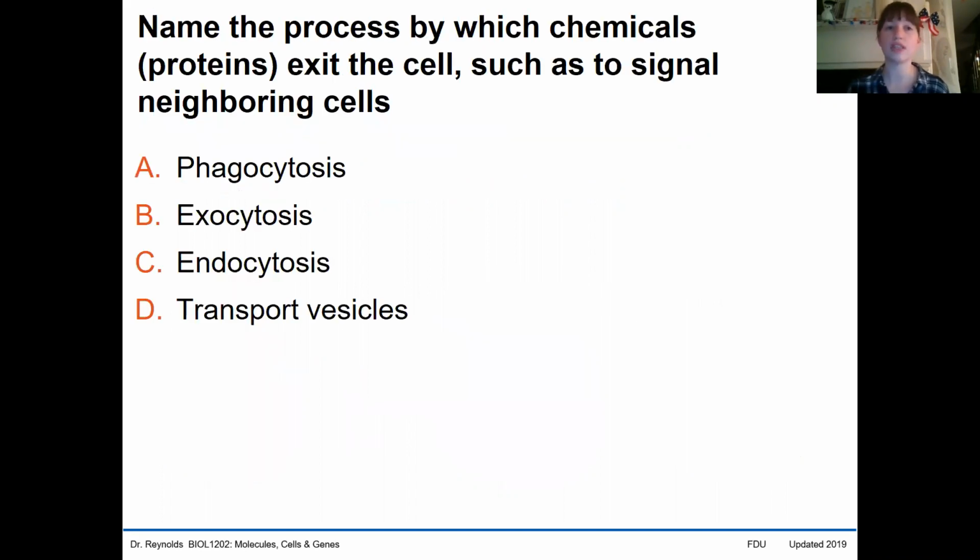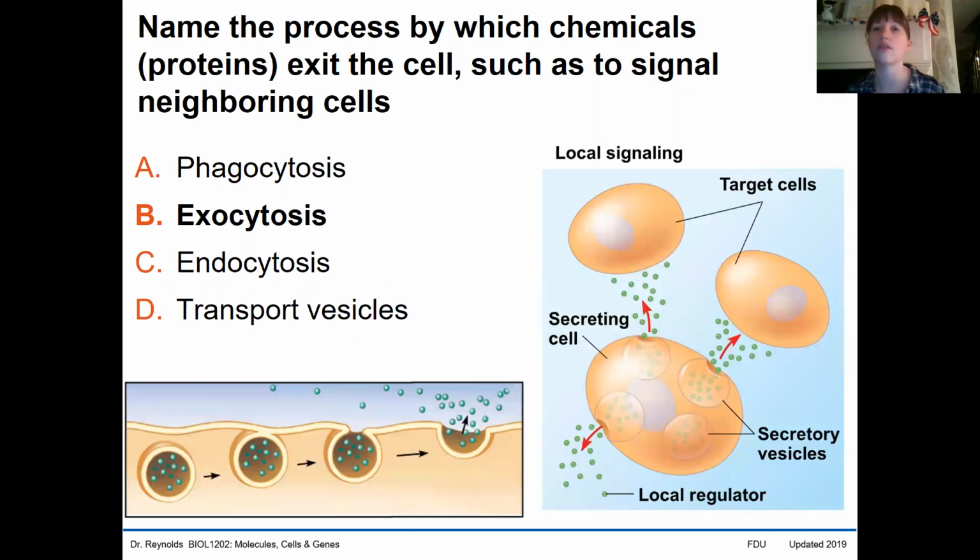So when you think about these chemical signals, these proteins that need to exit the cell to talk to neighbors, which of these processes accurately describes how proteins produced inside the cell can get to the outside? Well, phago means to eat. So phagocytosis would be the eating, which is an intake of large molecules. Endo also means internal. So this is a process of making things internal. And transport vesicles are responsible for moving things within the cell. Exocytosis is the process by which we take internal products and allow them to exit.